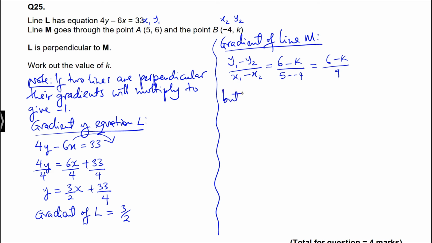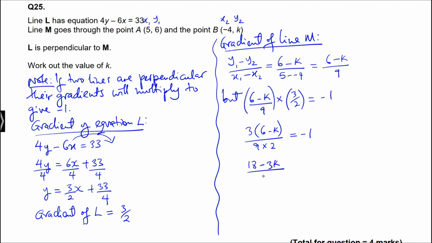But we know that the product of these gradients will be equal to -1. So we know that 6 minus k over 9, multiplied by 3 over 2, should be equal to -1. When you multiply fractions, you just multiply numerators and denominators. So this implies that 3 into 6 minus k over 9 multiplied by 2 will be equal to -1, and that is 18 minus 3k over 18 will be equal to -1.